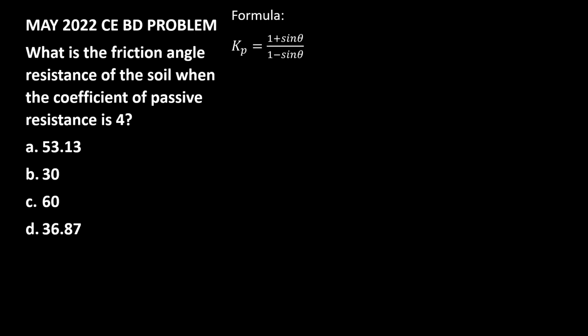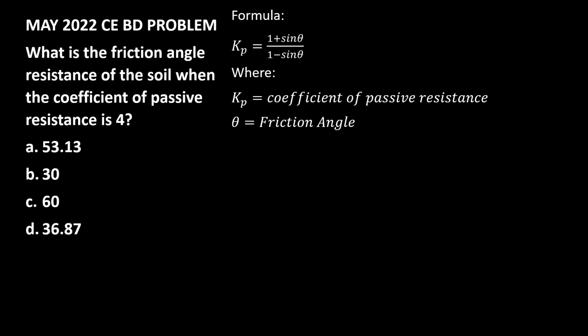Now, in order to solve this problem, what we need is the utilization of the formula for the coefficient of passive resistance. As we can see, the formula is K sub P equals 1 plus sine theta over 1 minus sine theta, wherein K sub P stands for the coefficient of passive resistance, while theta is the friction angle. And now, we can actually start solving the problem.